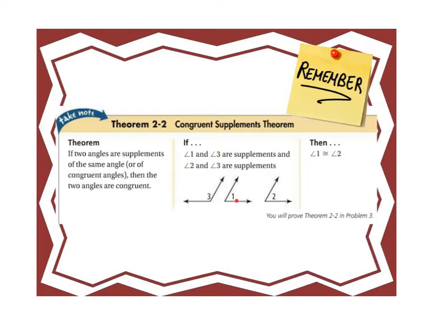Okay, well that would make sense because I know these two have to add up to 180 and these two have to add up to 180. Those are going to have to be the same thing. All right, so what you'd be given is this information right here, and then you would come back and be able to say, oh, well then 1 and 2 are congruent because of the congruent supplements theorem.